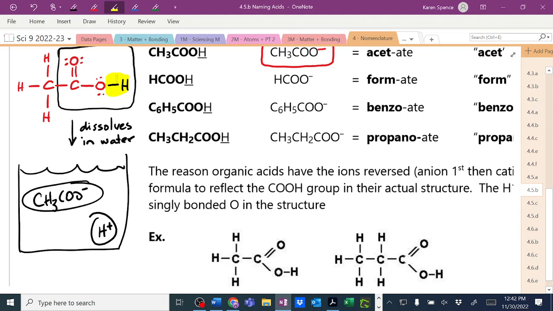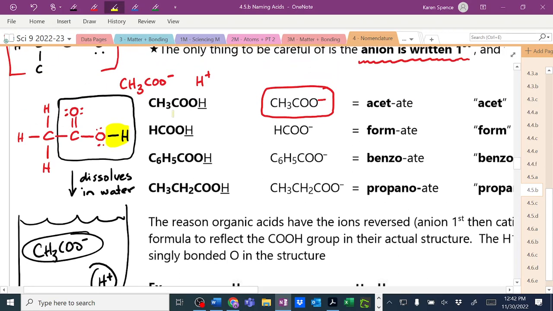Technically, you don't need to know any of this for this unit, okay? You just need to be able to recognize that if you have COOH, that means you have an acid. And so you should name it accordingly, okay? So you don't need to know any of that stuff about how it dissociates or what the structure looks like, anything like that. Just know that the COOH group means you have an acid.